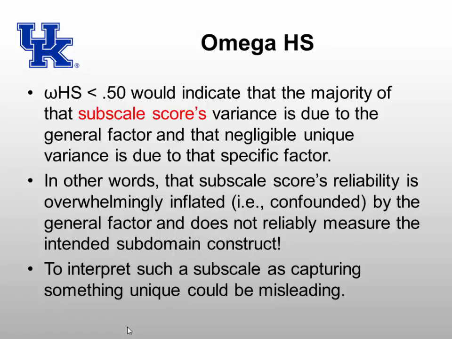Again, if the omega hierarchical subscale is less than 0.50, that would indicate that the majority of the variance is not due to that specific factor like you want, but is actually due to the general factor, and negligible unique variance is due to the specific factor. This happens sometimes: you'll have subscale scores whose reliability is inflated or confounded by the general factor. So it's not actually a nice robust subscale score measuring that specific thing. The general factor is putting on new clothes, sneaking into the clubhouse of the specific factor, and boosting it up and trying to get it across the finish line, which is cheating, right? To interpret such a subscale score as capturing something unique would be misleading, because you're just remeasuring the general factor with the subscale score. But we already have a total score for that.